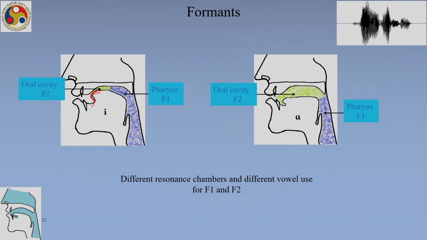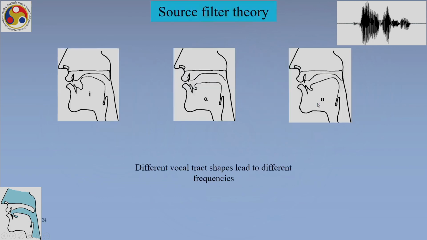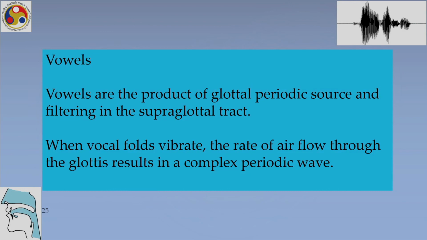When we talk about the oral tract, we have to remember that there are many chambers here. This could be one chamber, this could be one chamber. These are the various supraglottal chambers which give the vowels their specific characteristics. Vowels are the product of a glottal periodic source and filtering in the supraglottal tract, which we just saw. And when the vocal folds vibrate, the rate of airflow through the glottis results in a complex periodic wave.